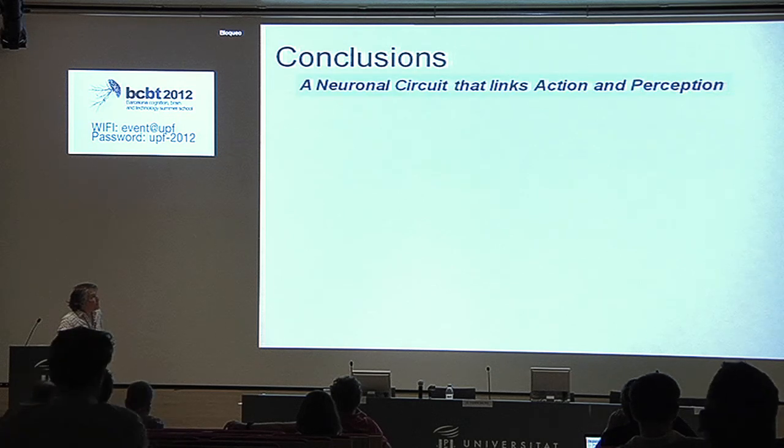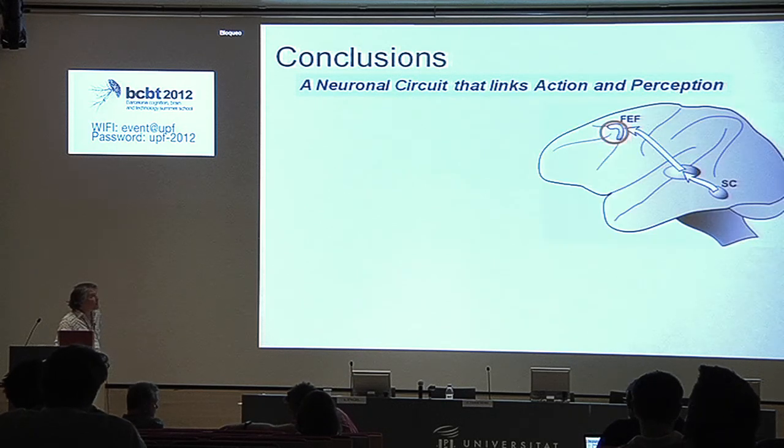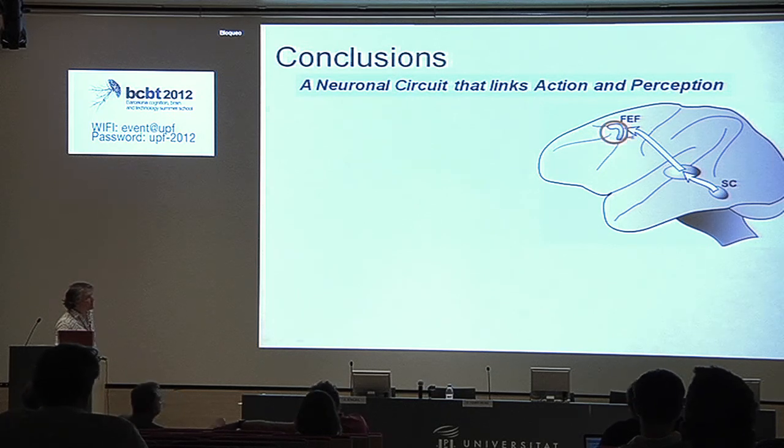So in conclusion, we've been studying a neuronal circuit that links action and perception, in the sense of eye movement actions and visual perceptions, in the rhesus monkey. This is the main circuit we've been studying, from colliculus up to frontal eye field.